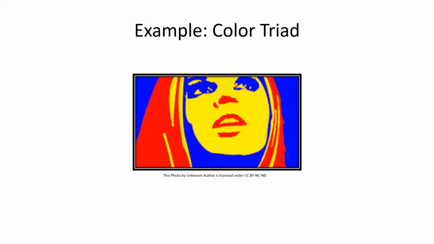In this example, in this graphic, you're seeing the use of three different colors, and they were formed by creating a triangle or color triad superimposed over the color wheel.